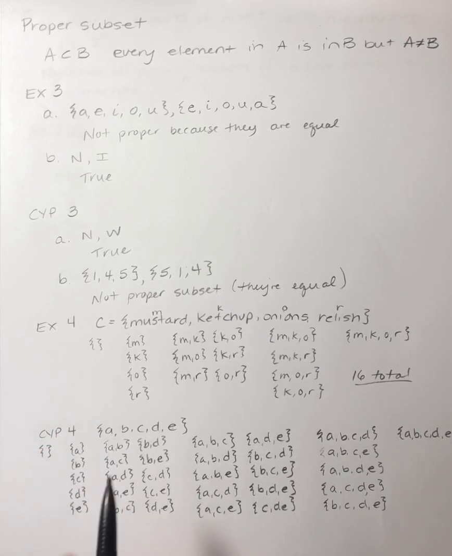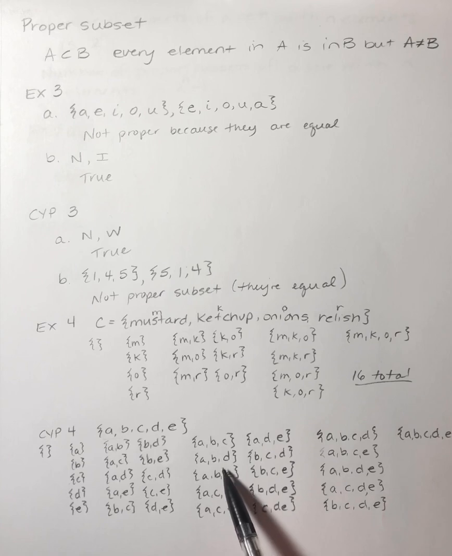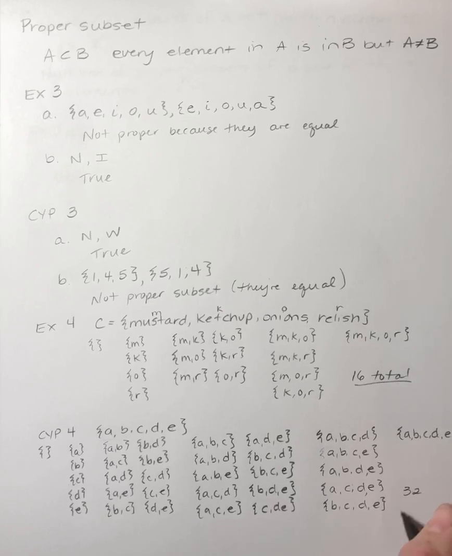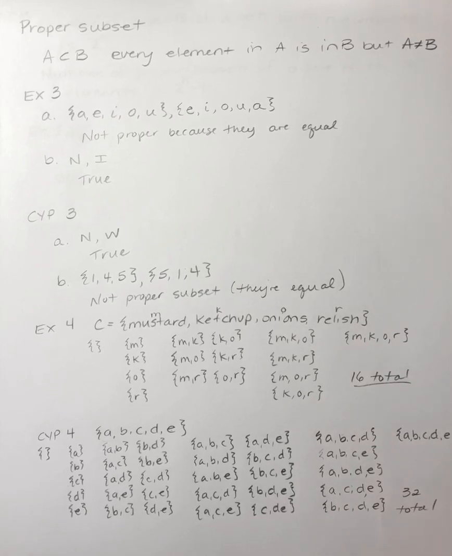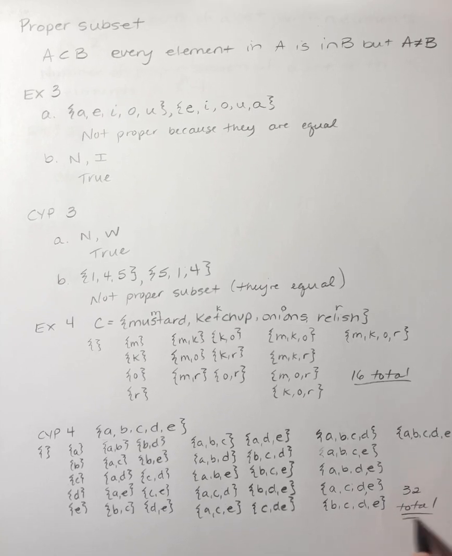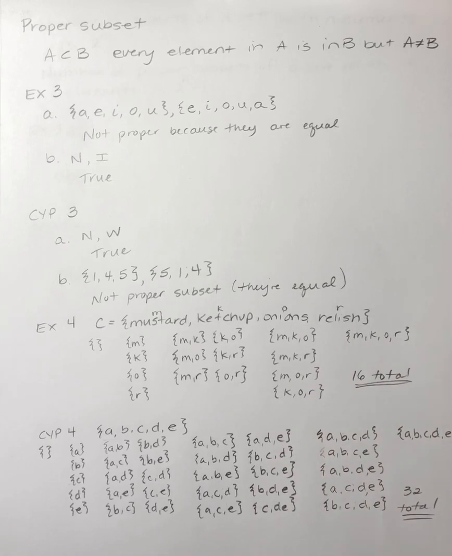So 1, 2, 3, 4, 5, 6, 7, 8, 9, 10, 11, 12, 13, 14, 15, 16, 17, 18, 19, 20, 21, 22, 23, 24, 25, 26, 27, 28, 29, 30, 31, 32. And these are always, my totals are always going to be powers of 2, and I'll show you why that is shortly. But this again is just a methodical way to go through and find all of those subsets. It's a lot of work though.